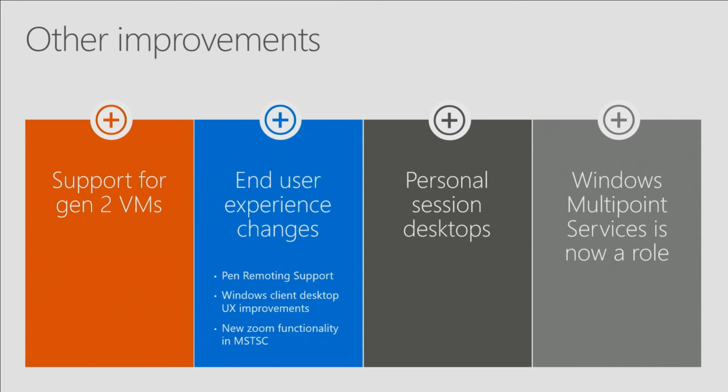And then Windows Multipoint Service used to be a SKU of its own that enabled people to do simple RDS deployments for more classroom-type scenarios. And that was a specific server SKU. Now, Windows Multipoint Services is just another role within Windows Server, which is interesting because you can take some of the capabilities of Multipoint and add them to your standard RDS deployment. Now it gives you those opportunities. So that's kind of the summary of what we've done in 2016.